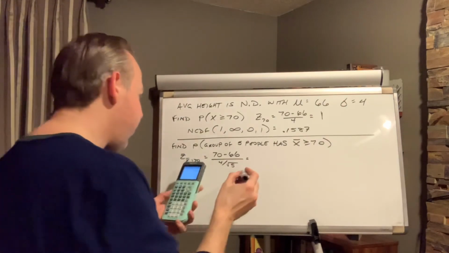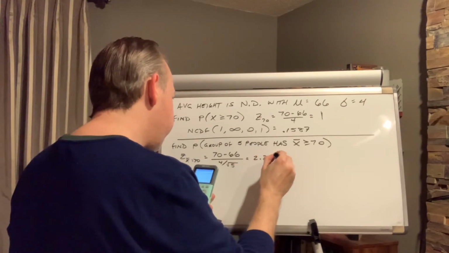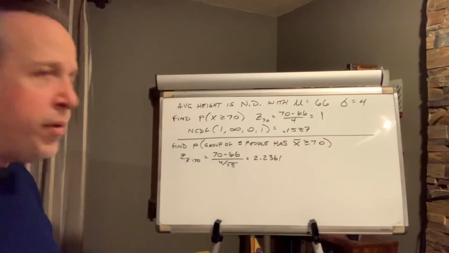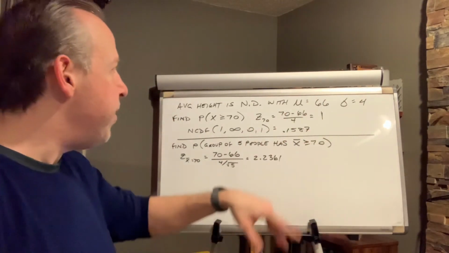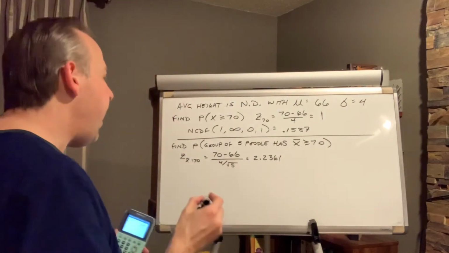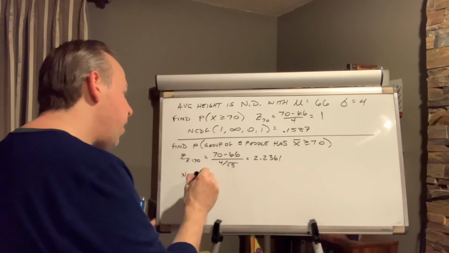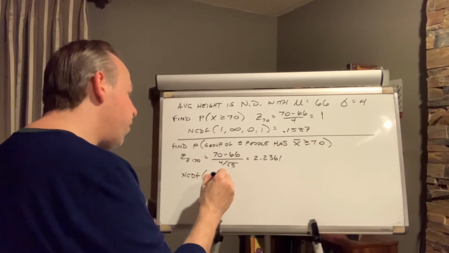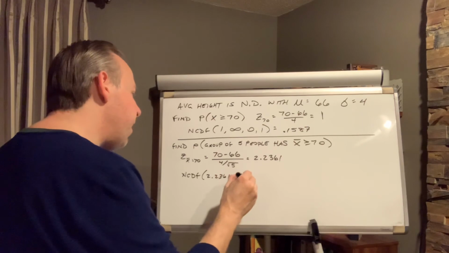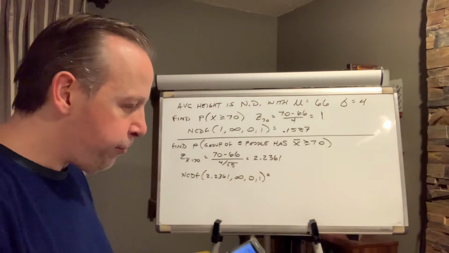Okay, so that's a z-score of 2.2361. So the z-score is further out from the previous z-score of 1. It's obviously got less area to its right. And that's why we're going to get a smaller answer. normalcdf from 2.2361 to an infinite bound with 0 and 1. What do we get?